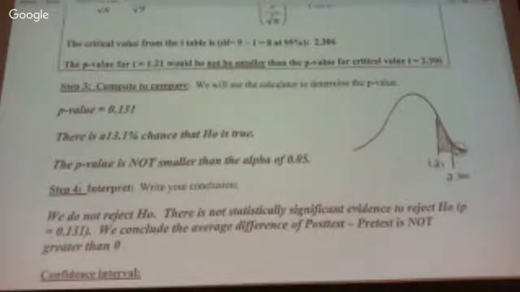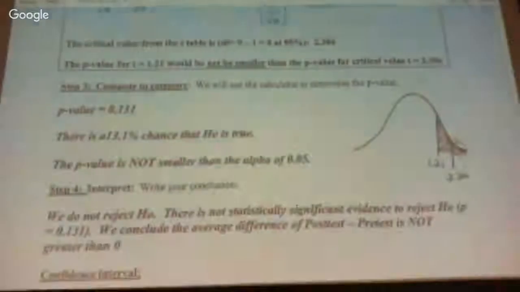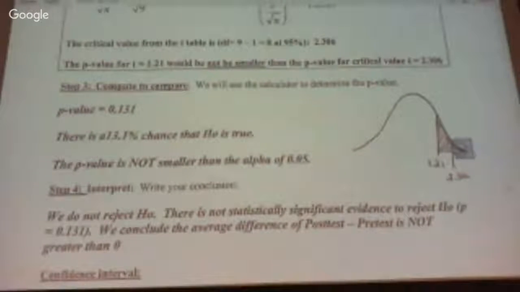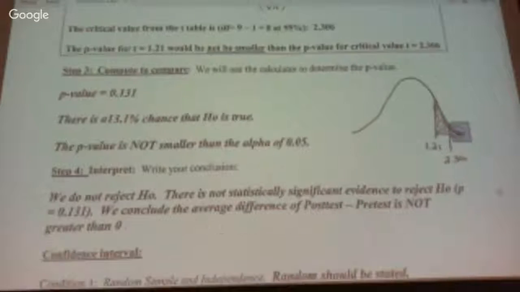If you compare the two picture-wise, your test statistic is 1.21. This is your p-value right here. Your t-star is like your alpha. That's right here. So is your p-value, that area, smaller than your alpha? The answer is no. But we can find it in the calculator.